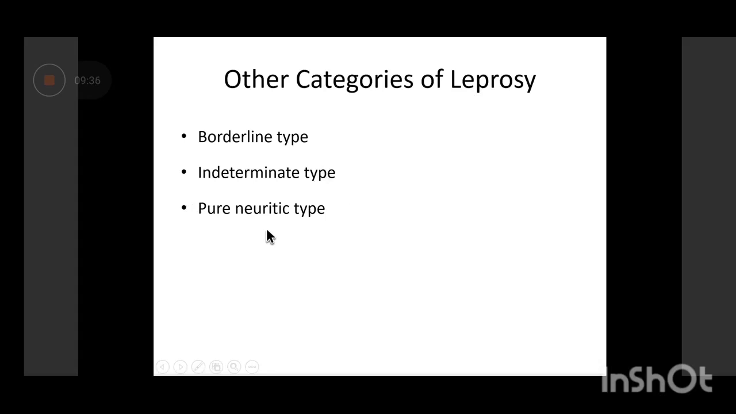Then we have the pure neuritic type of lesions. These patients have nerve involvement and there are no skin lesions seen. So they have nerve involvement without any skin lesions. Those are the pure neuritic, that is why the name pure. And here also these cases are bacteriologically negative. So these are the other categories apart from lepromatous leprosy and tuberculoid leprosy.